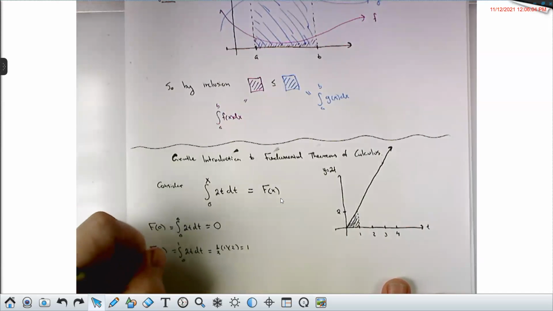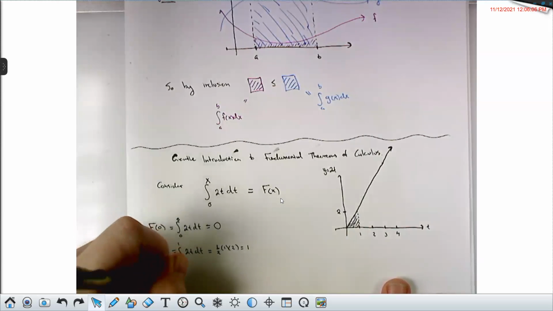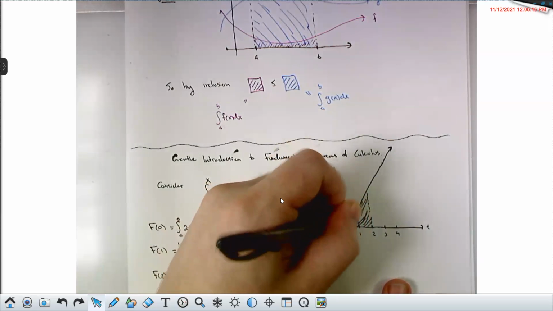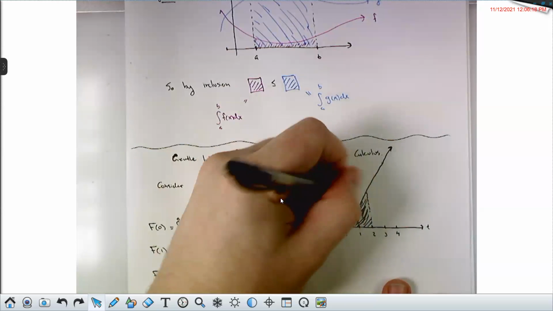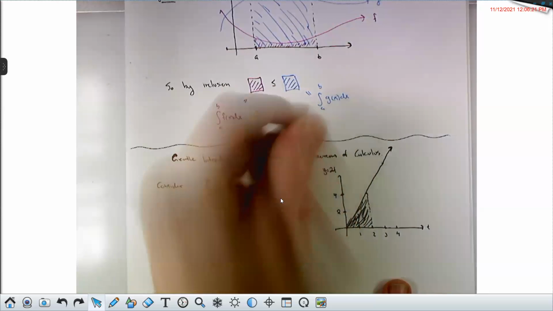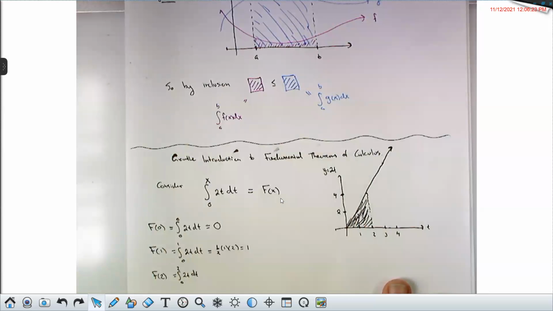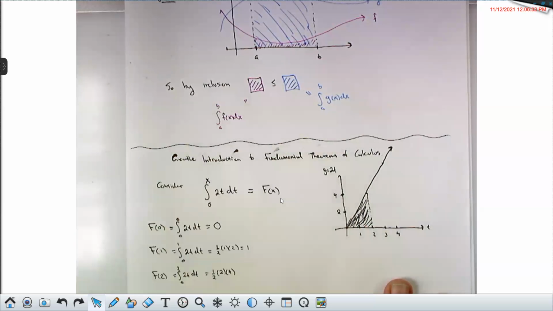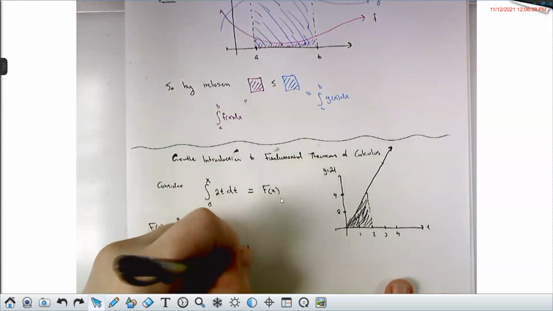If I want to compute f of 2, that would be the integral from 0 to 2 of 2t dt. Should be the area of this triangle. And this height here is 4. Again, we're on the graph y equals 2t. You plug in t equals 2, you get 4 out. So this is 1/2 his base, which is 2, times his height, which is 4. That's 1/2 times 2 times 4, that's 4.